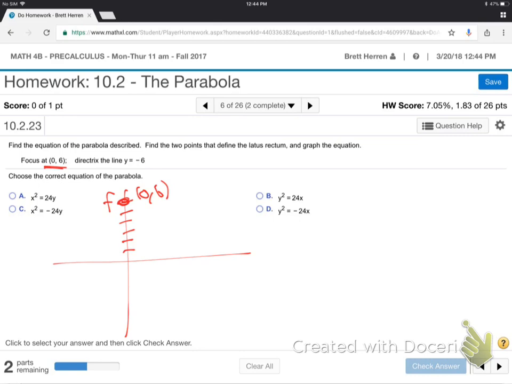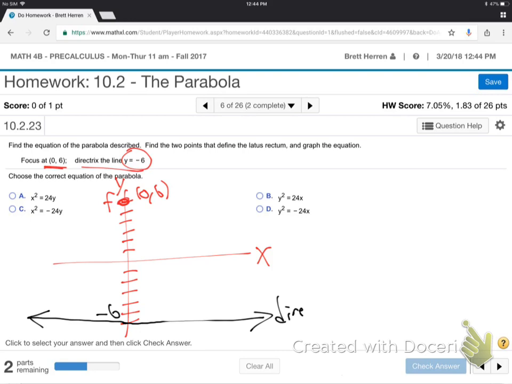Directrix line. Now, what's that? I haven't told you anything about that. I'm trying to do it a little bit at a time here. Directrix line, y equals -6. That means it's going to hit not the x-axis, but the y-axis at -6. 1, 2, 3, 4, 5, 6. There it is. So this is the directrix line, hitting the y-axis at -6. It's a line. That's called the directrix line. What does it do? It directs the parabola.